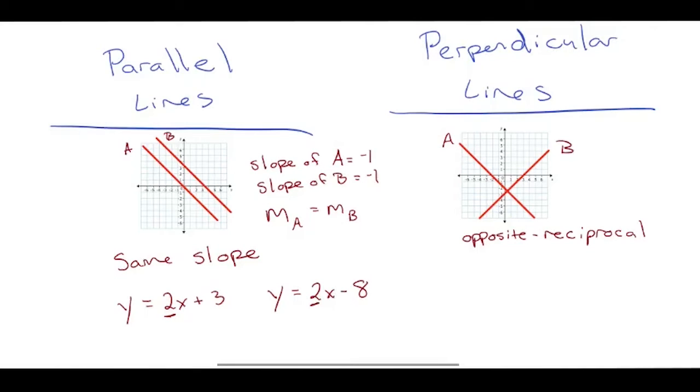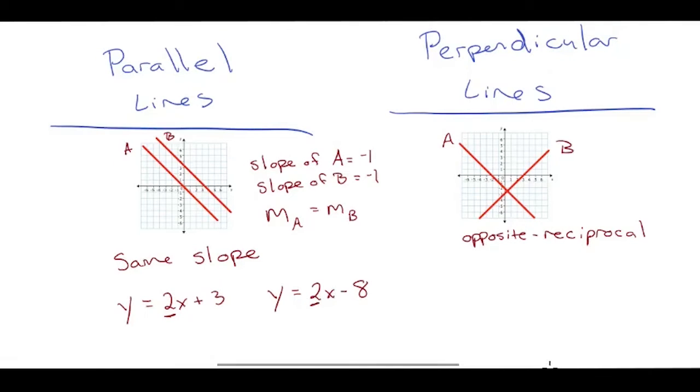Let's say I have two lines that are perpendicular. One of them will be 3/5. Now the opposite reciprocal of that would be opposite, so it would be negative, and then reciprocal is the flipped version of it, would be 5/3. So two opposite reciprocal slopes would be 3/5 and -5/3.